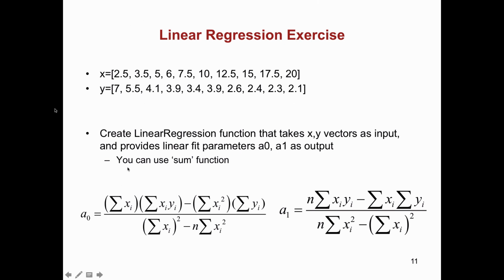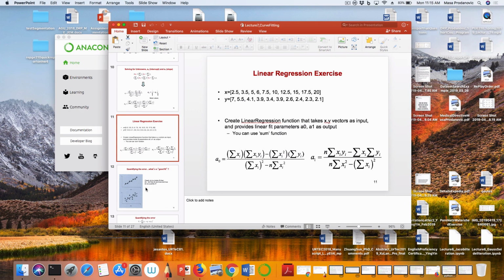So basically, you want to create a linear regression function that takes some vectors as input and provides the linear fit of these parameters a0 and a1. If you can find some function, you can use it. You can also just create these sums on your own, either way. So how far along have you come in solving this?